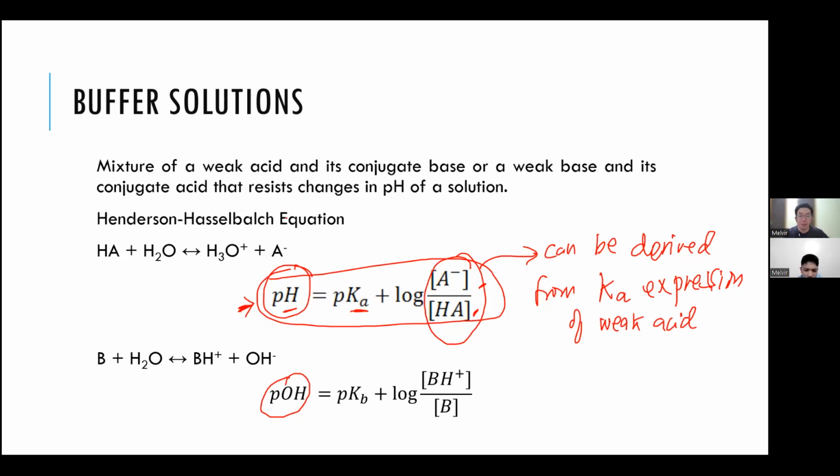Ano ba ang target mo sa pH mo? Yun na lang muna tayo. What is your target? Buffer pH saka pKa ng weak acid or pKb of your weak base. Hindi zero yan. pH is equal to pKa plus logarithm A minus over HA. pKa. pH equal to pKa. Correct. Yun yung target mo. Yung pH mo dapat ay almost close to your pKa.